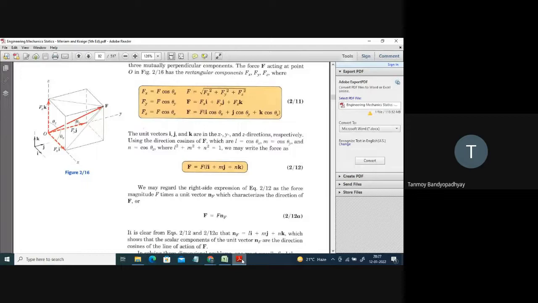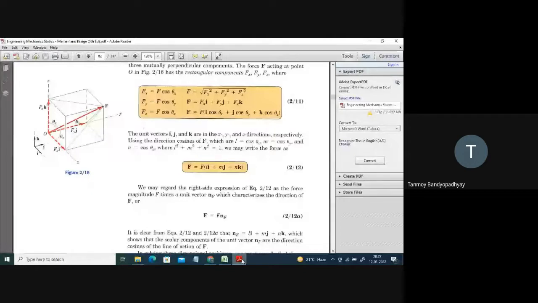So the cosines of the angles with the corresponding axes will give you the corresponding force component in that direction. So you can also calculate F. So F should be equal to F cos theta x into i plus F cos theta y into j plus F cos theta z into k.